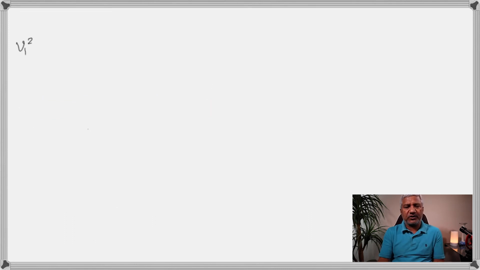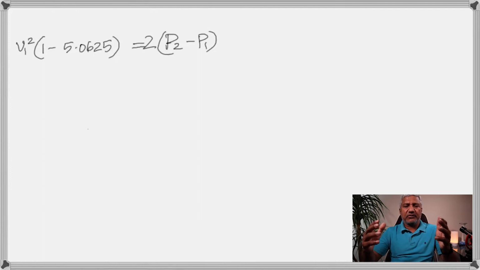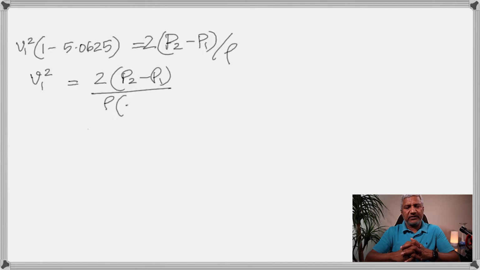So here we go. This is what we had. I am taking out V1 squared common. 1 minus 5.0625. That's what I get when I do 81 by 16. And then 2 times P2 minus P1 by rho. 1 minus 5.0625 is taken. And then we know that rho is the density of water. Okay, 1 minus 5.0625 is negative 4.0625.